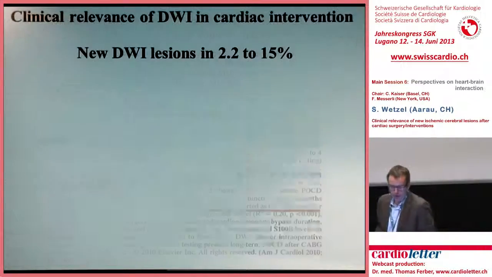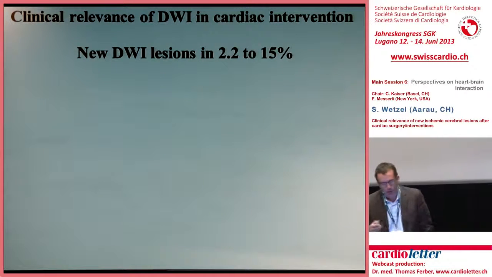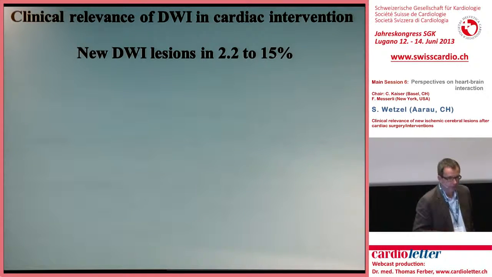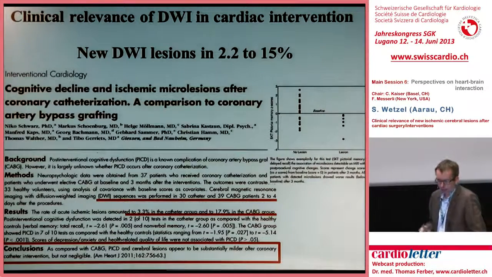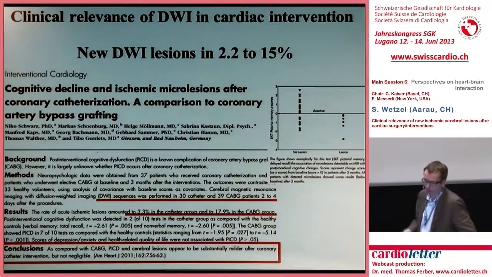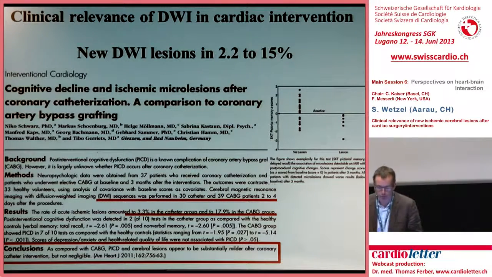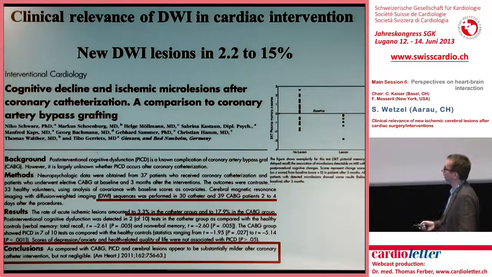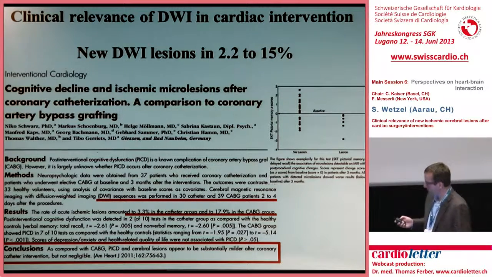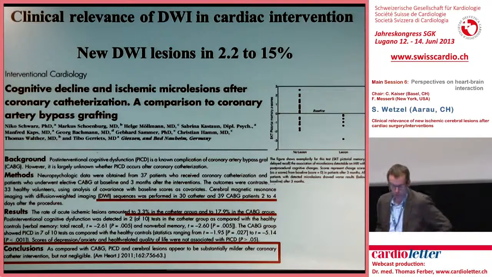What about cardiac intervention? New DWI lesions are seen in 2 to 15% on average. I show you one most recent study, which I think is nice because it compared surgery and the interventional arm, and good for a cardiologist. The rate of new DWI lesions was much lower. In the interventional group, it was 3% versus 18% in the surgical group.